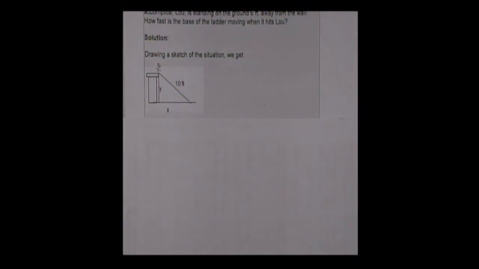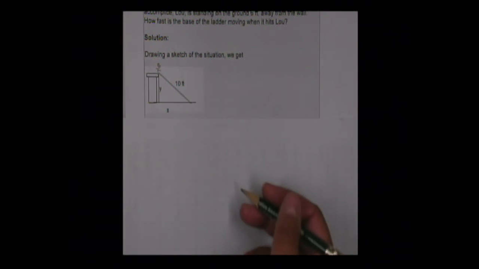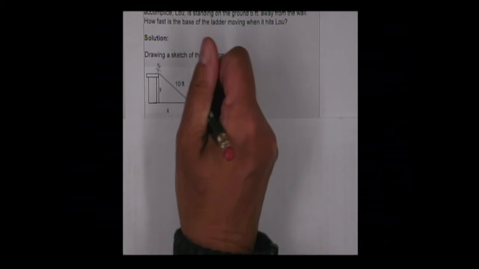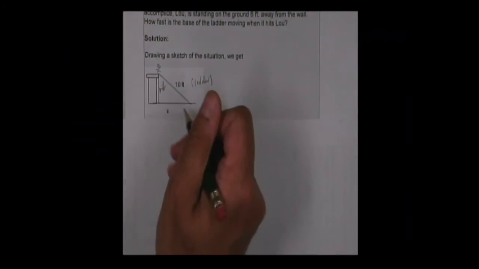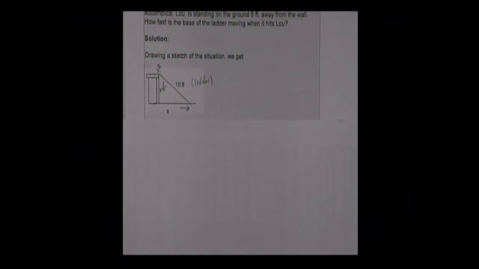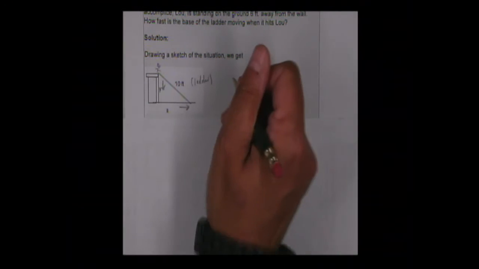There's my husband, top of the ladder, peering over the wall. The ladder is 10 feet long, and so this right here is the ladder. And what's happening is the ladder is going to slide down the wall, and as it does that, it's going to move out. So notice how I've labeled this. I've labeled an X and a Y, because I have this right triangle, and so I know some things about right triangles.